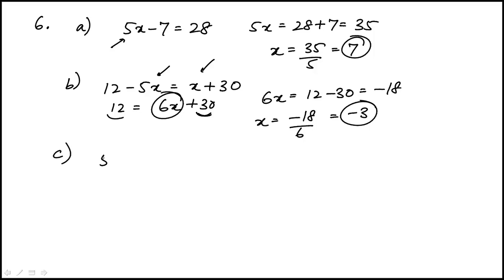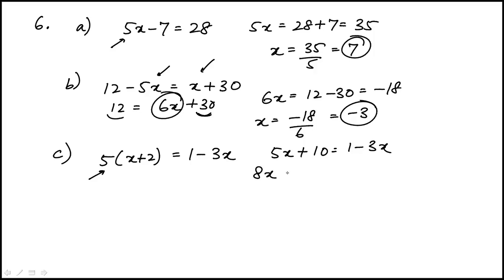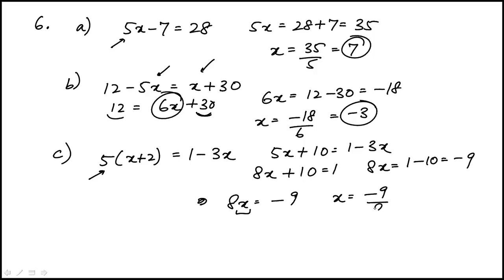Then C is 5 times x plus 2 equal to 1 minus 3x. I'm going to distribute this here. It becomes 5x plus 10. And then I'm going to combine like terms, add 3x to both sides. This side becomes 8x. And then subtract 10 from both sides. I get 8x is 1 minus 10, which is minus 9. And so we're left with 8x equal to minus 9. To isolate x, I divide both sides by 8. I get minus 9 over 8.